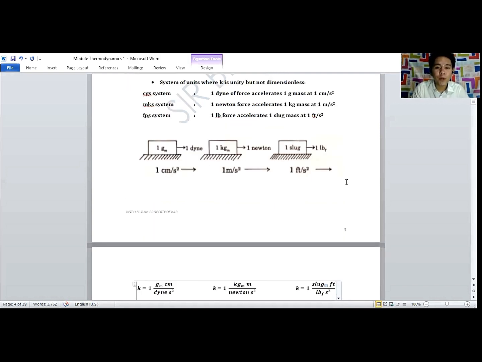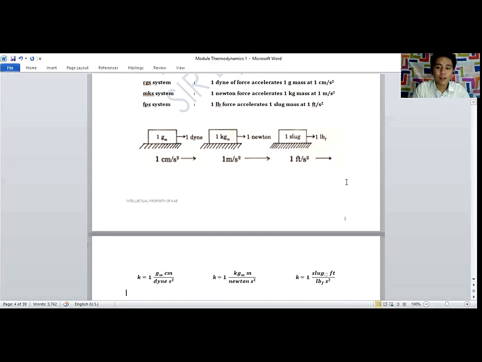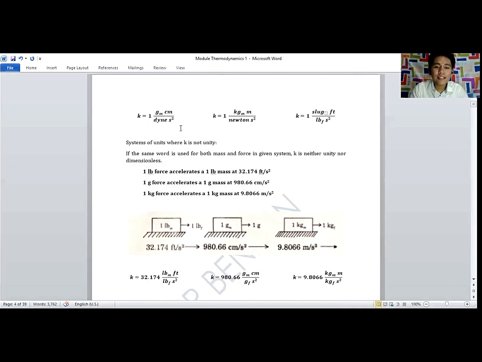We should take note or remember these values and these units. System of units where k is not unity. If the same word is used for both mass and force in a given system, k is neither unity nor dimensionless. Let's say, for example, when it's used as mass, 1 pound force accelerates 1 pound mass at 32.174 foot per second squared, while 1 gram force accelerates 1 gram of mass at 980.66 centimeter per second squared, and 1 kilogram force accelerates 1 kilogram mass at 9.8066 meter per second squared.